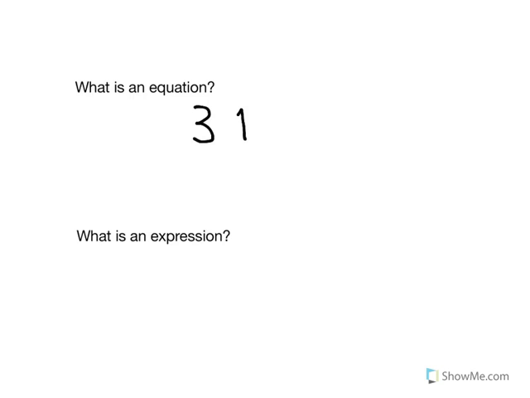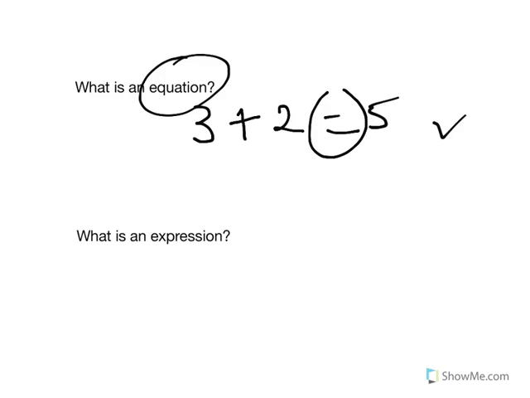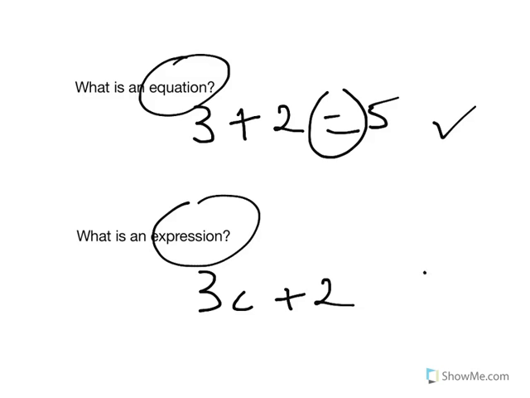3 plus 2 equals 5. That is an equation simply because it has an equal sign. On the other hand, an expression is numbers or variables without an equal sign. So an example would be 3c plus 2, which is an expression because there is no equal sign.